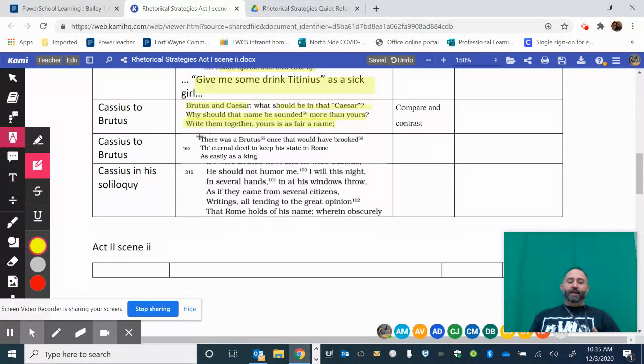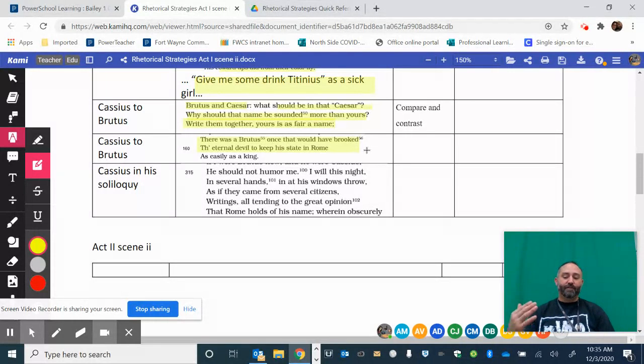The next one is a good example of why you need an English teacher. Cassius says to Brutus, "There was a Brutus once that would have brooked the eternal devil to keep his state in Rome as easily as a king." Translated into modern terms, there was a Brutus named Junius Brutus once upon a time that would have rather hung out with the eternal devil than let a king rule Rome. In other words, he would have never let a king rule Rome.